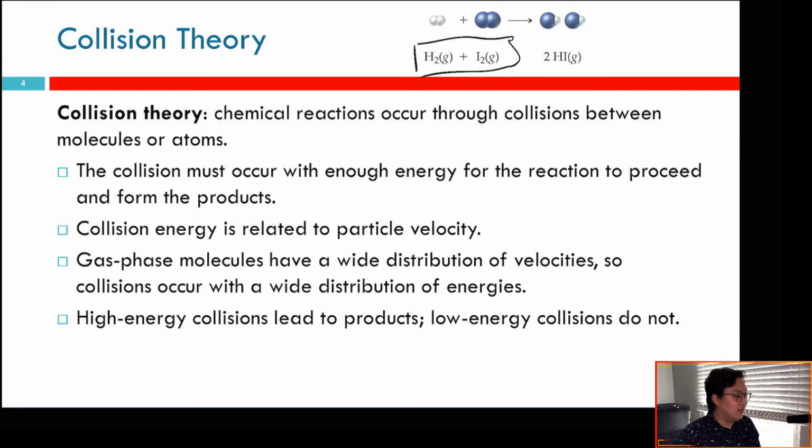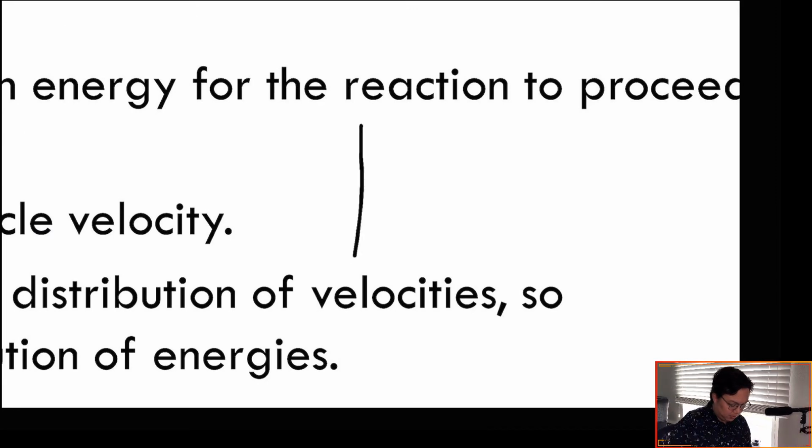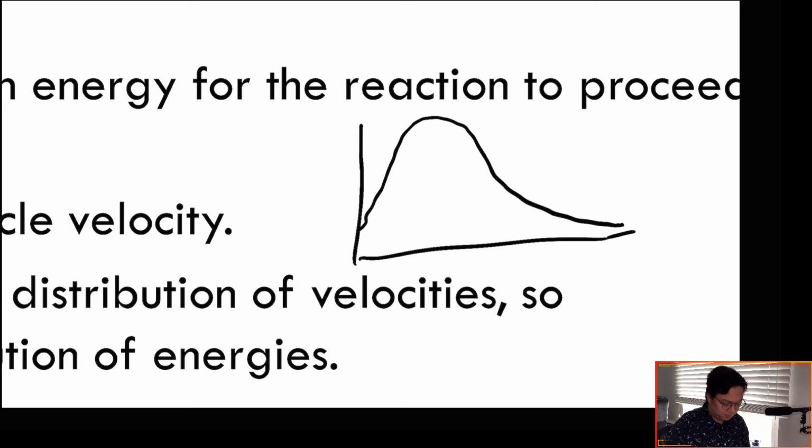So we need collision energy, and our collision energy is related to particle velocity. Gas phase molecules have a wide distribution of velocities, right? We saw that graph. I'm trying to reproduce it here. We had a graph like this, and it went something like this, and then it tailed off.